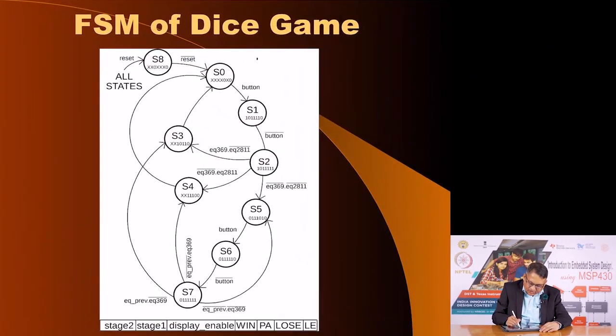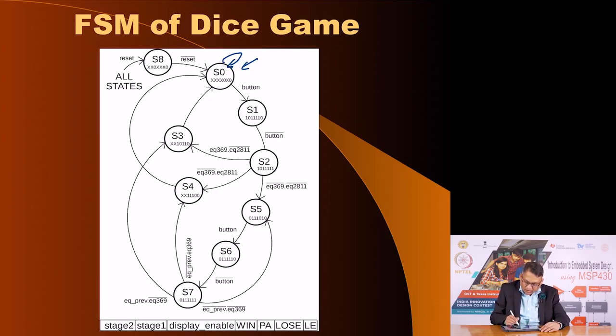Here is the finite state machine. You start with S0, that is your reset state. You wait for a button. If the button is pressed, you go into S1. If the button is not pressed, you remain in this state. That is not being mentioned here, but that is what is being done. If the button is not pressed, you remain in S0. If the button is pressed, you go into S1.